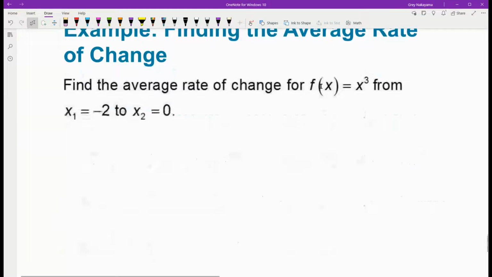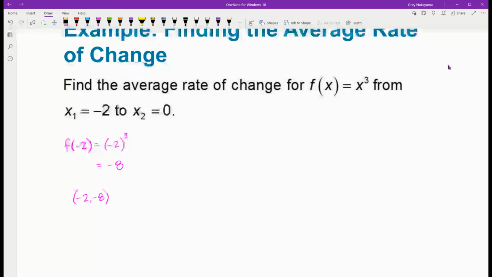Okay, so here's our last example. Find the average rate of change for f of x equals x cubed from x sub 1 equals negative 2 to x sub 2 equals 0. So what we have to do is calculate f of negative 2 and f of 0. So f of negative 2 says put negative 2 in for x. I'm plugging in a negative, so I'm always going to put parentheses around it. Cube it. And so f of negative 2 equals negative 8. And that means I have the point negative 2, negative 8.